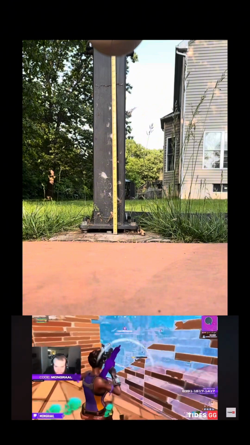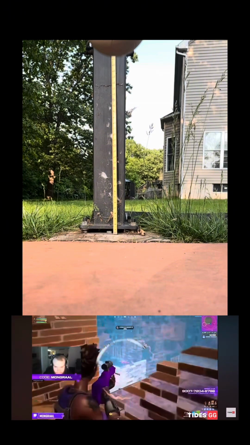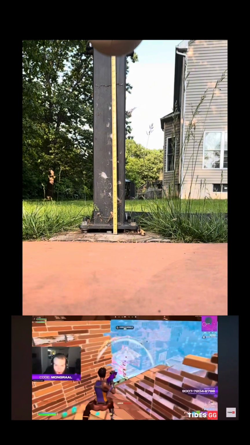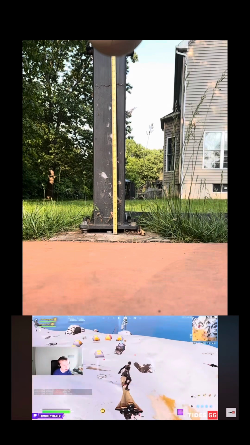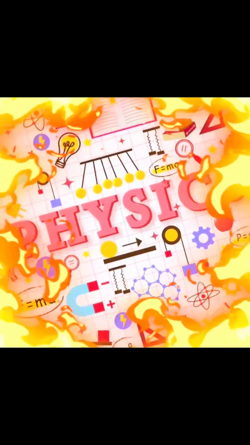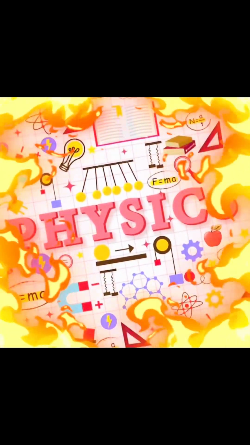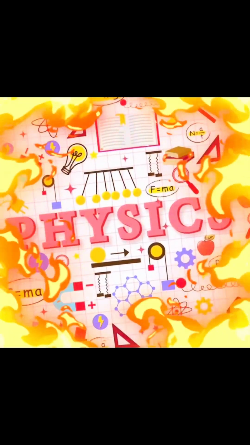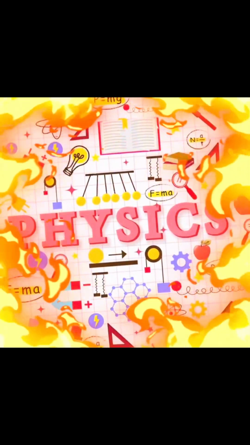Okay, that was a lot of physics to take in. Now it's time for a quick physics joke. I measured impulse with my toaster, and now my breakfast has too much velocity.